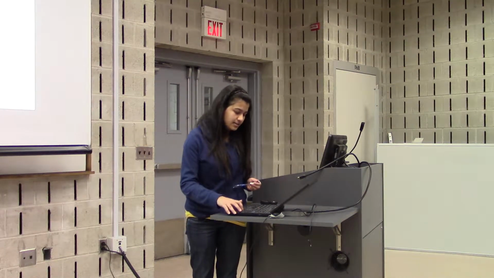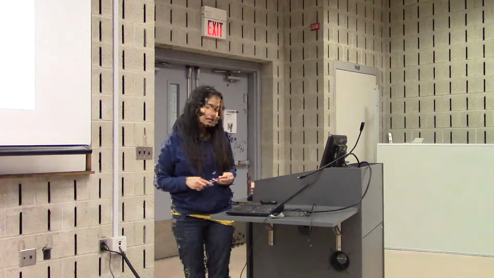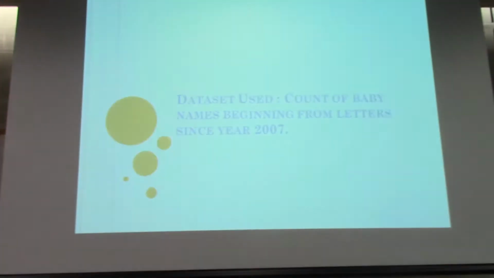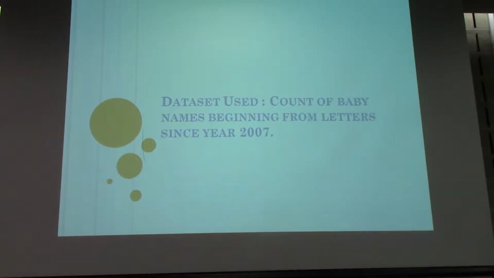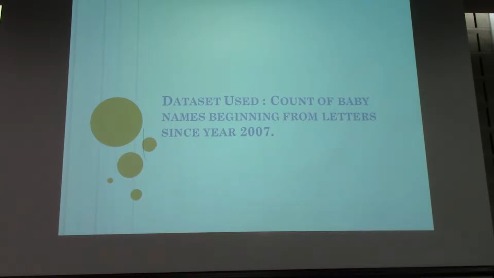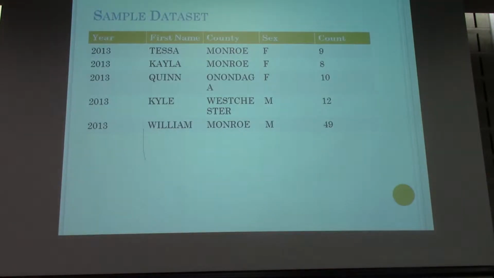I have chosen the data set as a count of baby names beginning from letters A to Z since year 2007. I have applied association rule mining on this. The rules I have found are useful for finding popular baby names in this particular data set. Also, a future application of this data set is that it will be useful for assigning unique IDs to the babies whenever they get new email IDs. For example, for Gmail, we will need unique IDs for a specific person.